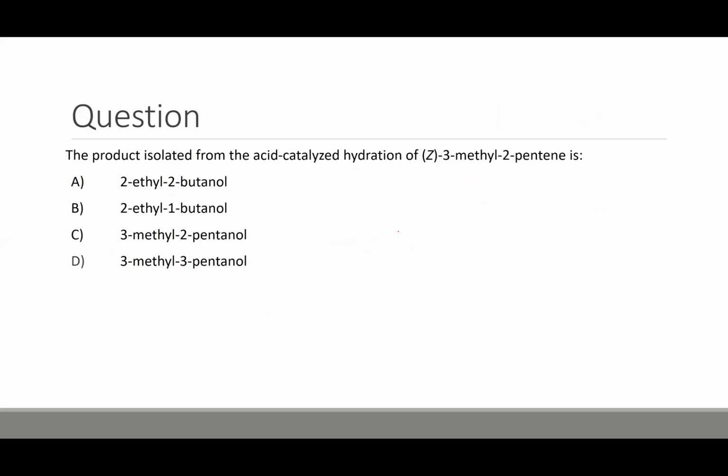Okay, let's think about an example of this type of reaction, knowing what we know of our HX and our hydration reactions. If we did an acid catalyzed hydration of Z-3-methyl-2-pentene, what would the product be? Well, first let's draw this. So we know we have a pentene. That's 5, 1, 2, 3, 4, 5. The double bond is in the 2 position. That would be here. There's a methyl on the 3 position, which is here.